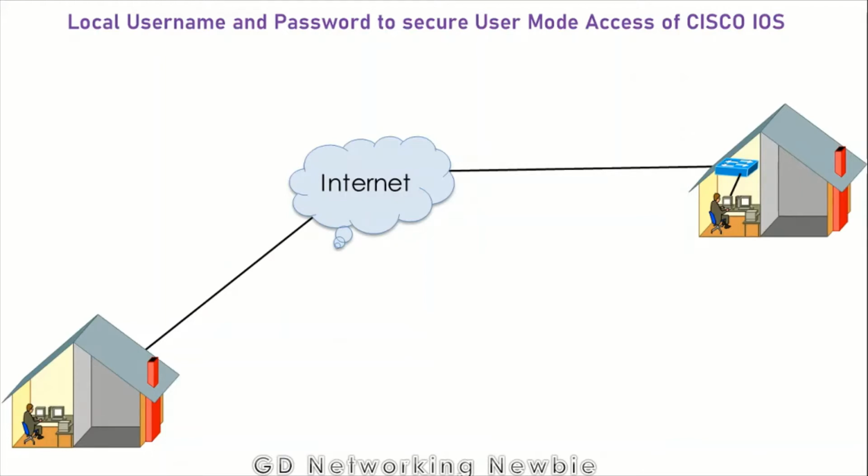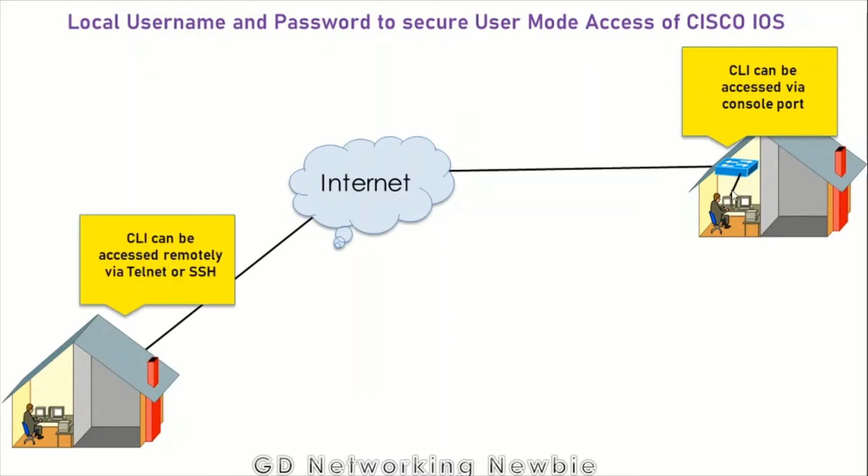We discussed that the CLI, or command line interface, of a Cisco router or switch can be accessed via the console port when the user is close by and gets connected physically with the help of a cable. In the other method, the same command line interface can also be accessed remotely via Telnet or Secure Shell.